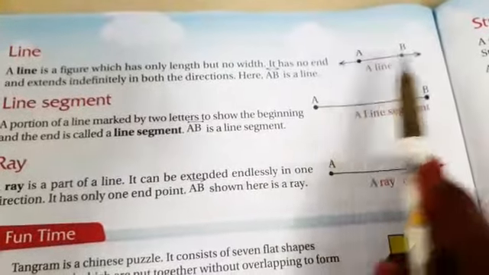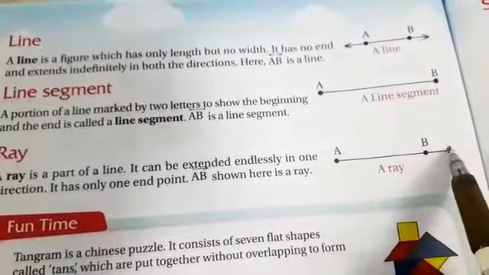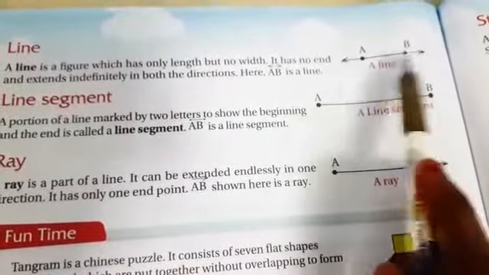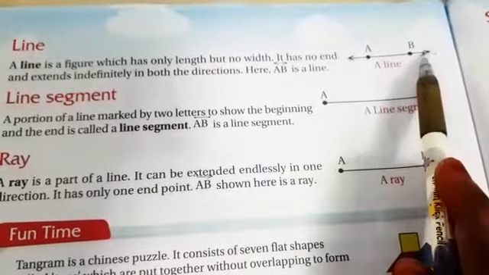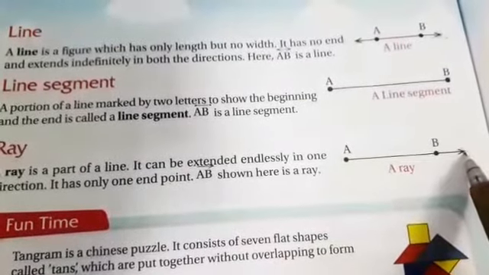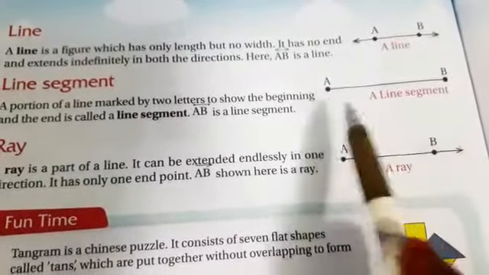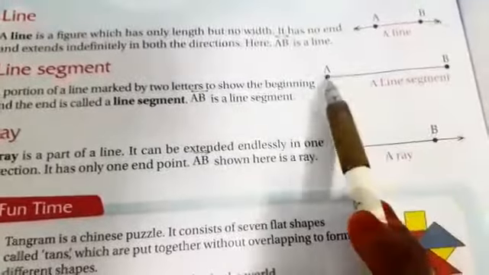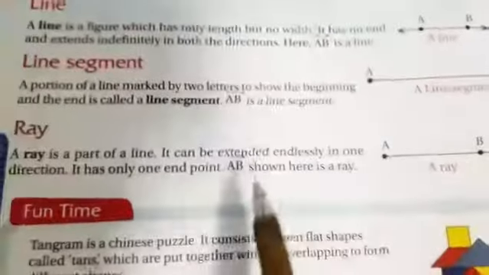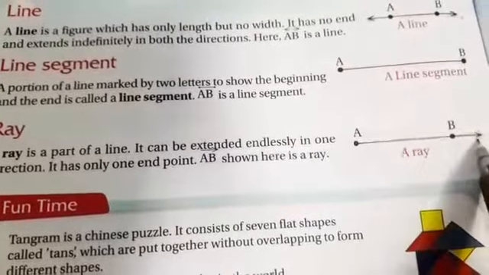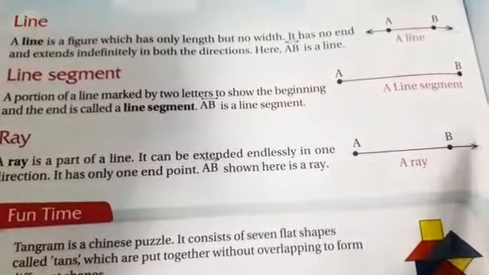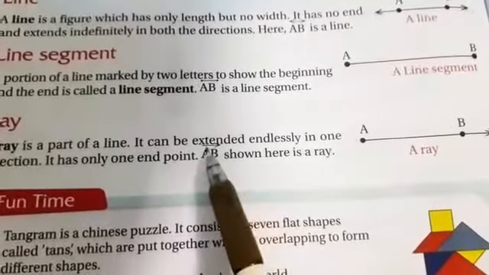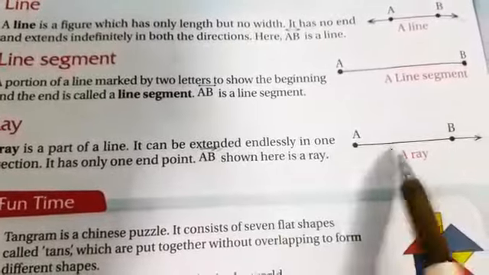A line goes in both directions. A ray goes in only one direction, with one end point. A line segment has only a beginning and ending point marked A and B, or L and M, anything. A ray extends endlessly in only one direction. It has only one end point, ray AB. Look at AB, that is a ray.